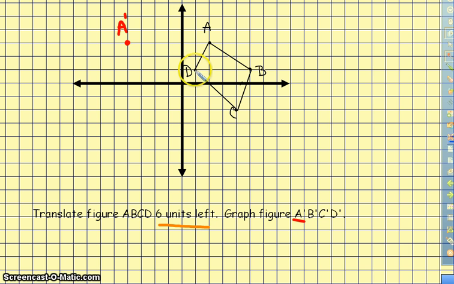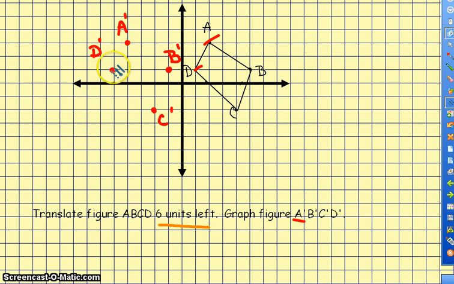Now I'm going to go to D next, and I'm going to go over 6 to the left with D as well. 1, 2, 3, 4, 5, and 6. Okay, point D. Put a little apostrophe on that. That means D prime. Now I'm going to go to B, count over 1, 2, 3, 4, 5, and 6. Put B prime on that one. And then take C and move it over 1, 2, 3, 4, 5, and 6. And this would be C prime.